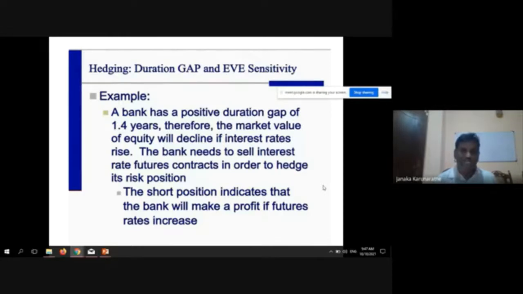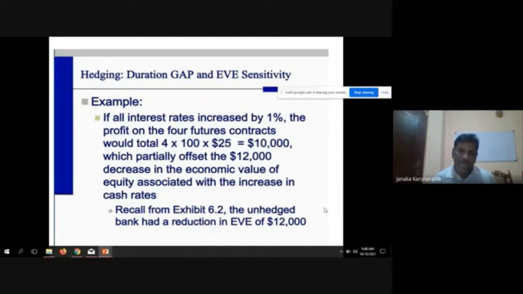Short position means that you make a profit if futures rates increase. If futures interest rates rise, your futures position will end up with a profit, right? Because the price will drop. You are shorting. So in the long position, you are making a loss. In the short position, you are making a gain.